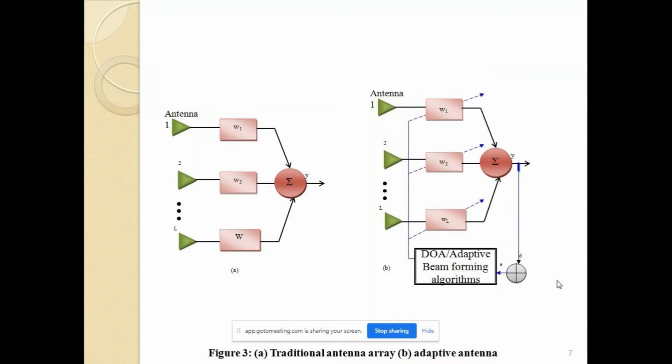One is a phased array, where a phased array system has no control over its radiation pattern, and there is no digital signal processor. This is a classical array antenna. At the same time, in figure B, we can see the phased array antennas are completely controlled by the algorithm in the digital signal processor, the block diagram shown at the end of the diagram, DOA or adaptive beamforming algorithm. These algorithms completely control the radiation pattern of an antenna so that they can place the beam in the user direction, suppress the nulls, and reject the interferences effectively.